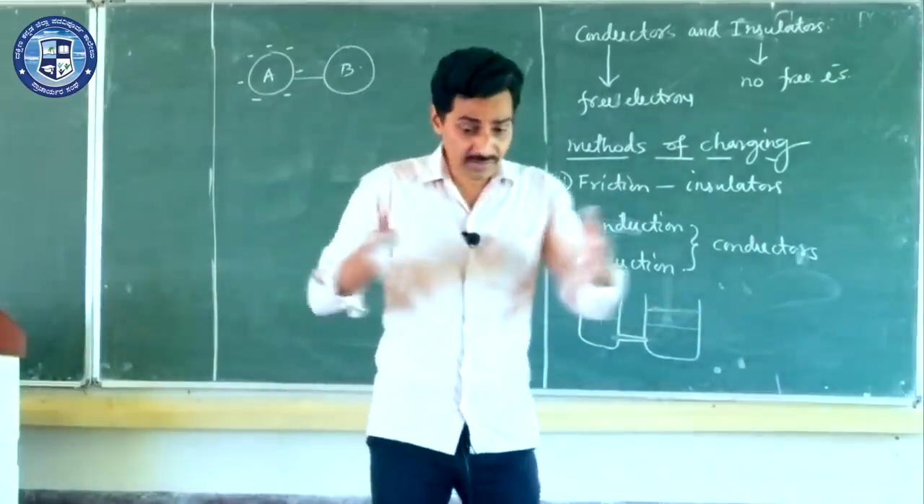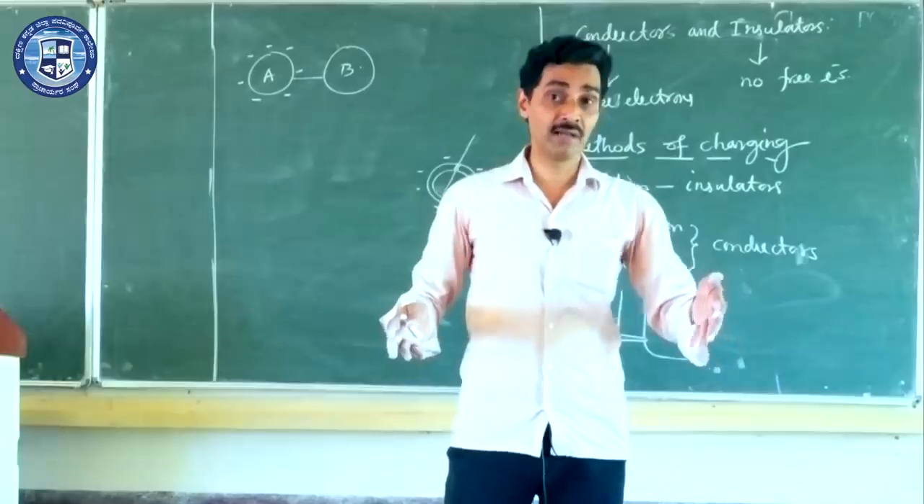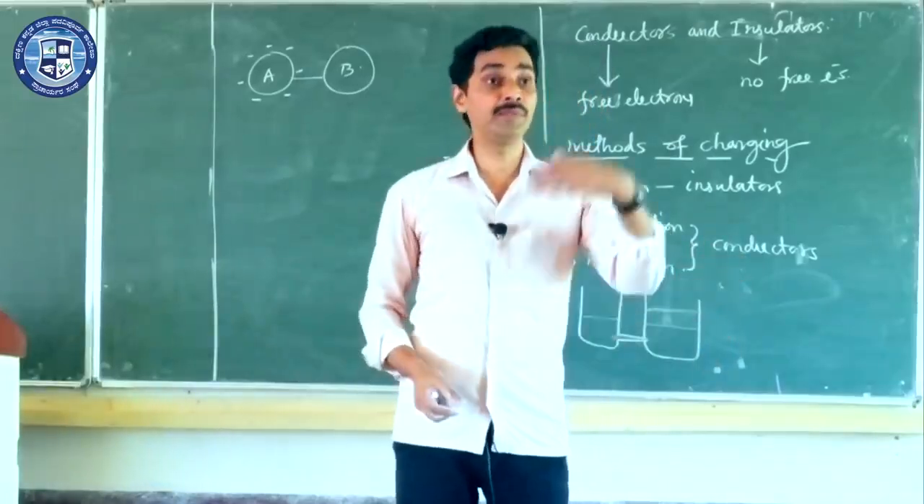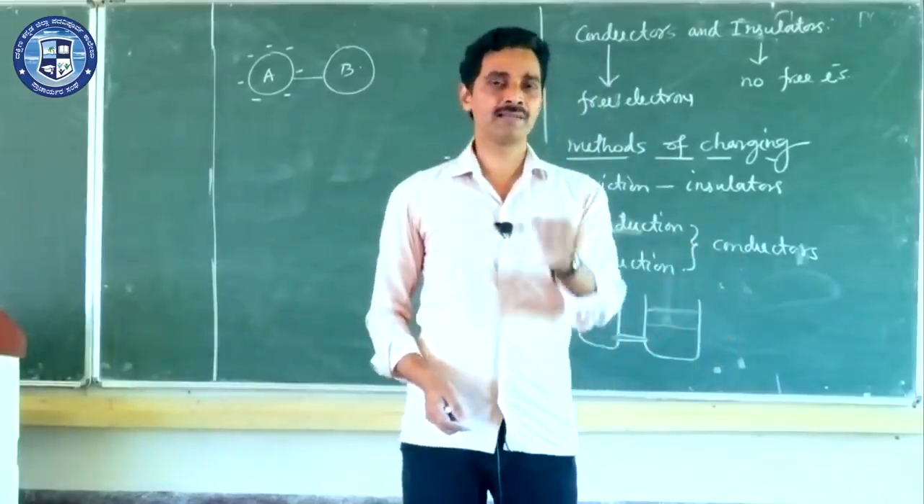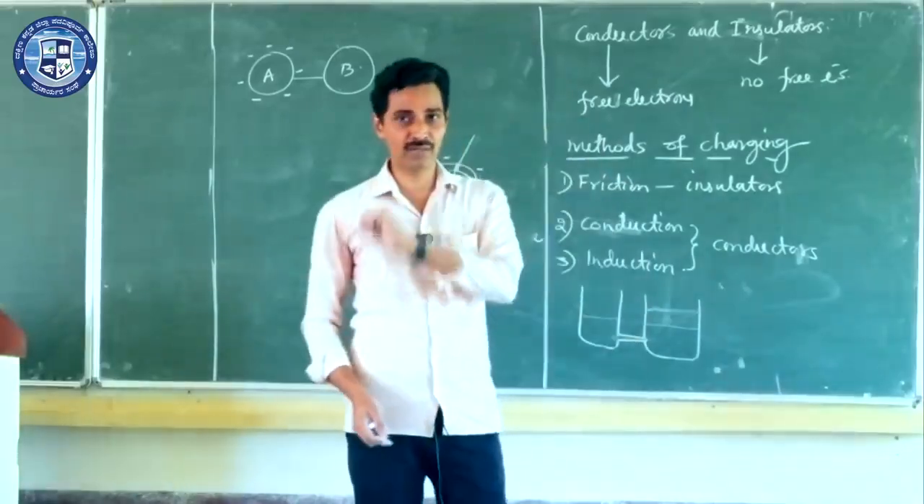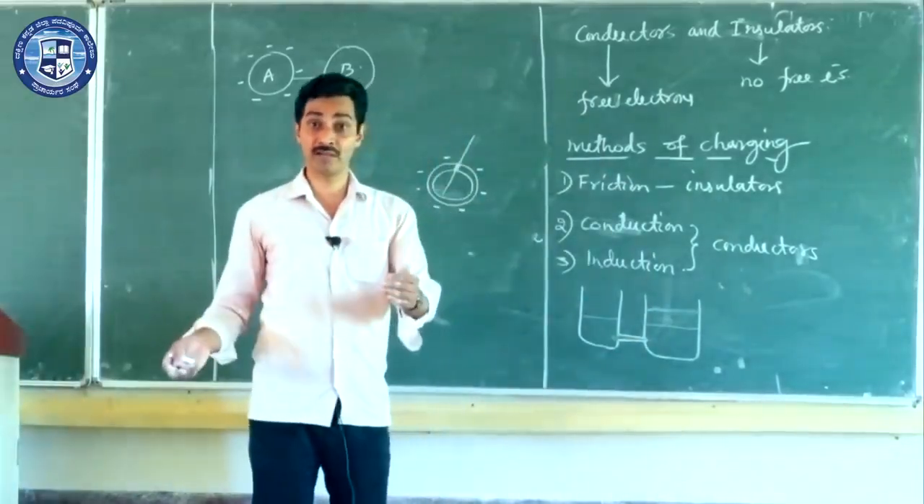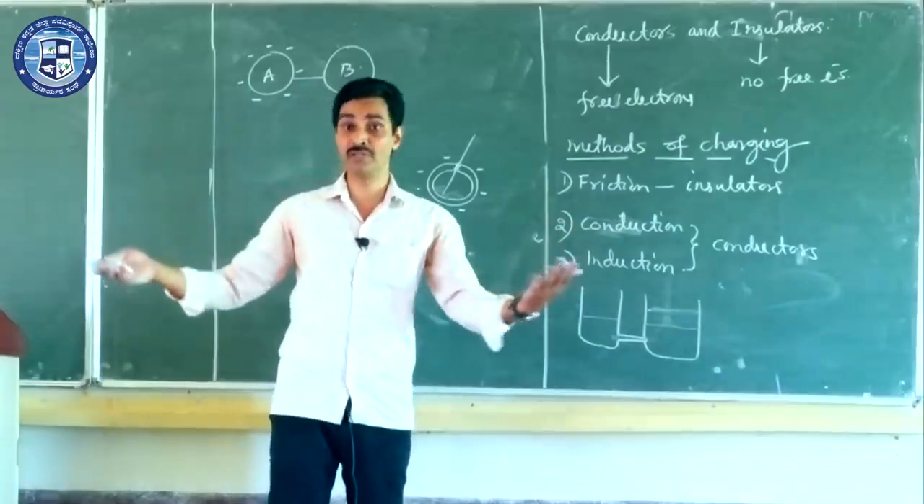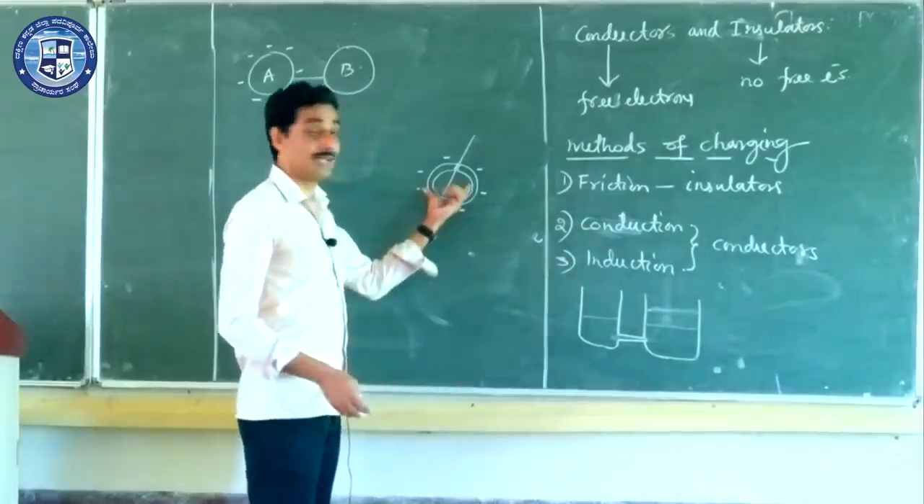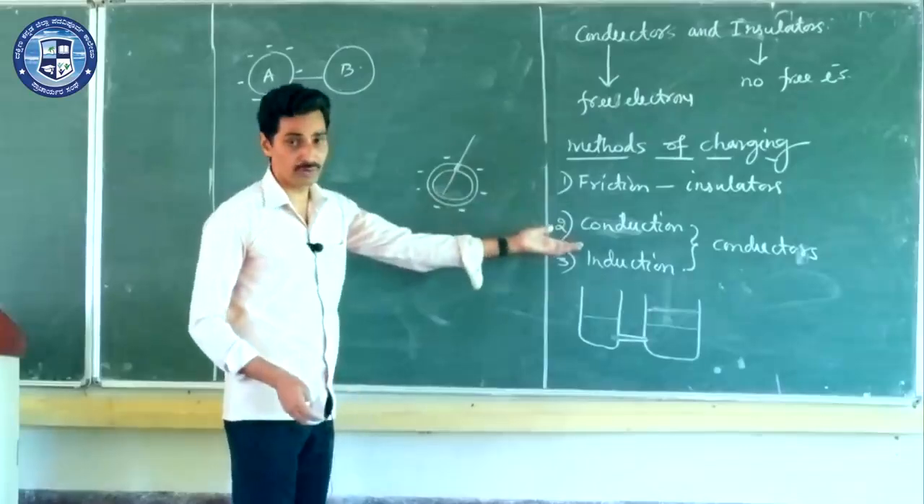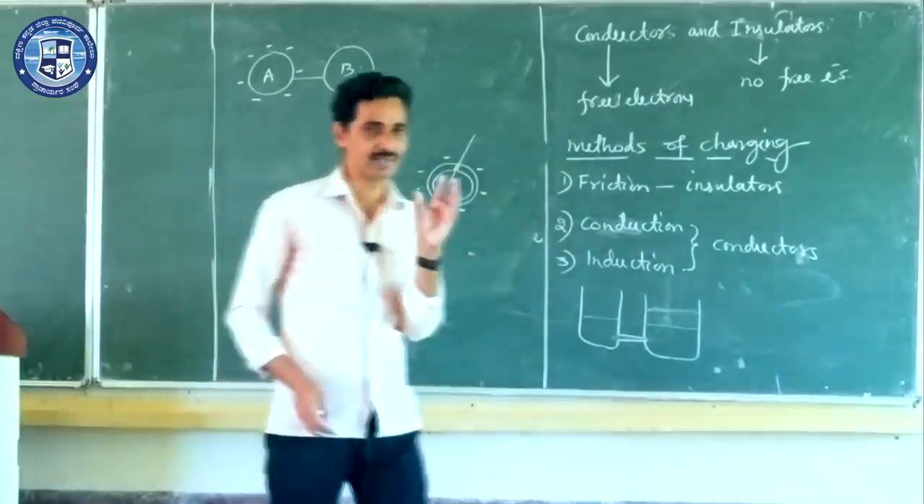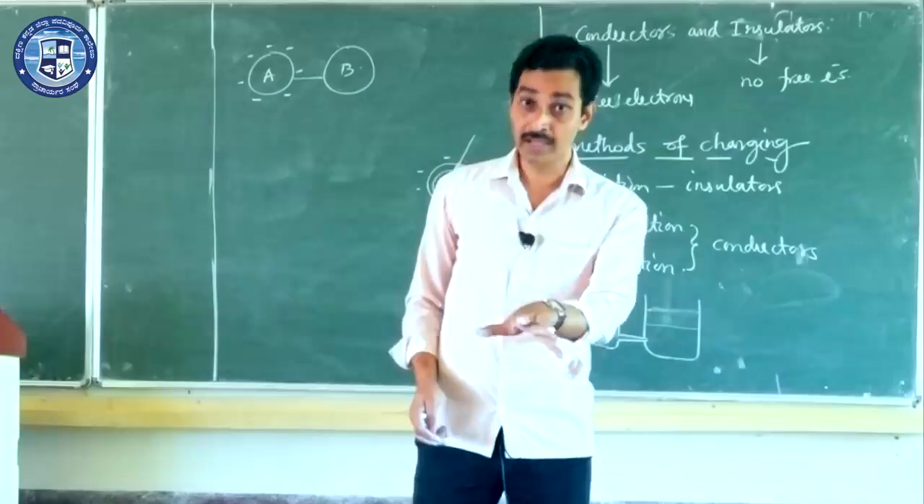Sir, can't they go outside still? No, they have to leave the conductor. Outside it may be vacuum or it may be even air in general. Air is a poor conductor of electricity. It's an insulator. So thank God air is a poor conductor of electricity, otherwise electricity would have flown even in air. Electrons can't go outside. So charges always reside on the outer surface of a conductor. It is only in a conductor.